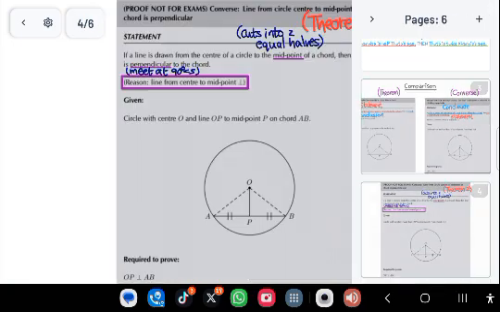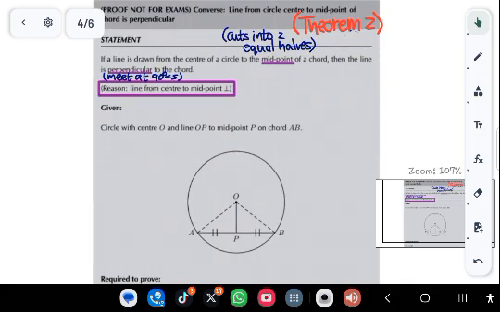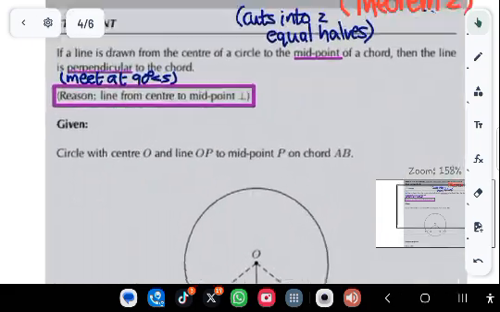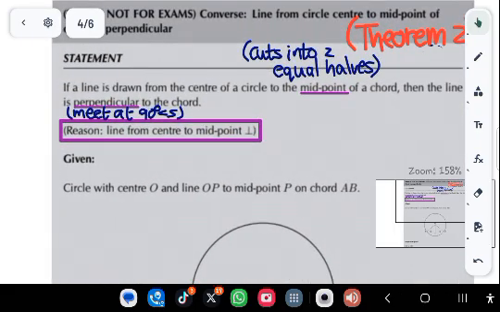Now let's move on to what the video is about. We're looking at theorem number 2, which is actually the converse of theorem number 1, which we did in the first video. But anyway, let's move on.